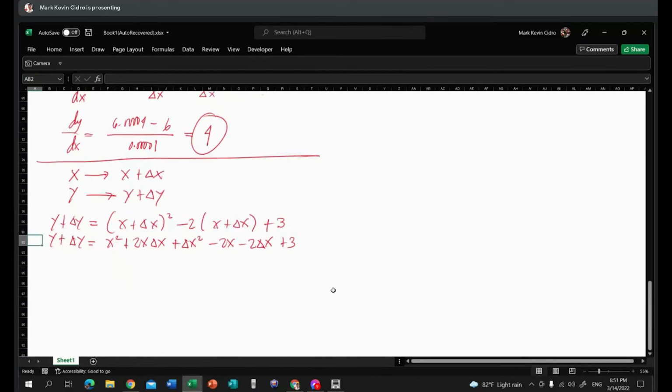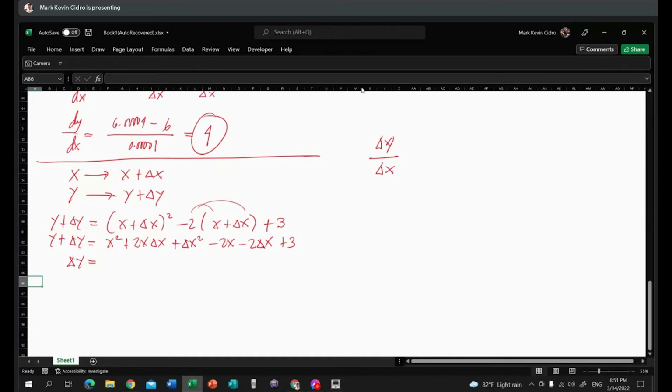Did you get how it was expanded? That is just algebra, right? So you can get it. Expand: x squared plus 2x delta x plus delta x squared, minus, you distribute this one, 2x minus 2 delta x, plus 3. Okay? Now, next step, on the left side of the equation you should only have delta y, because eventually you have to solve for delta y over delta x, the change in y over the change in x.